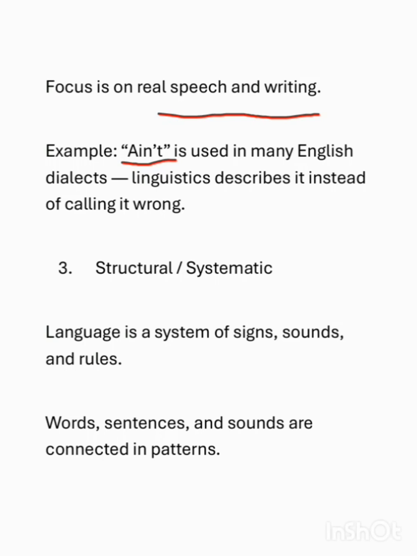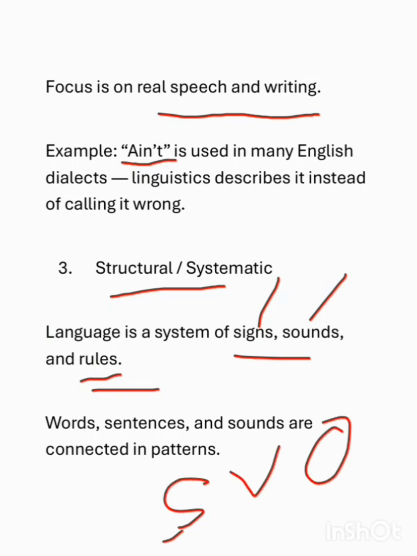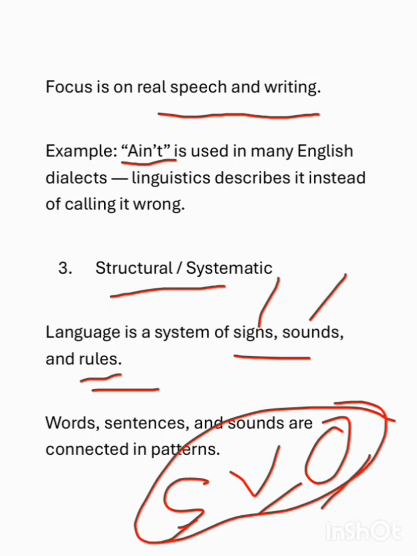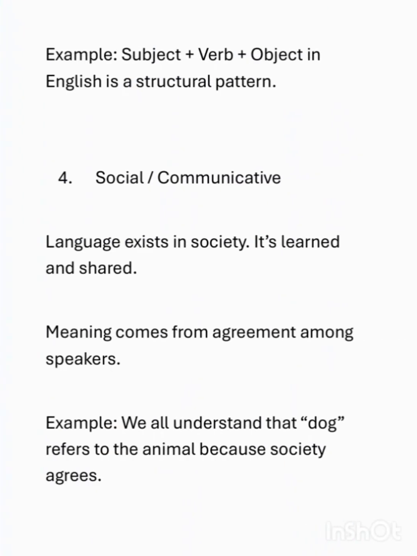Then structural and systematic. Language is a system of signs, sounds, and rules. So we have signs, like sounds plus meaning, which is signifier and signified. We have sounds, phonetics, and rules in grammar. So this is all a system. For example, in English we use the pattern of SVO, subject, verb, and object, and this is the structured, systematic part of our English grammar. So we use this pattern of subject, verb, and object. So it is systematic.